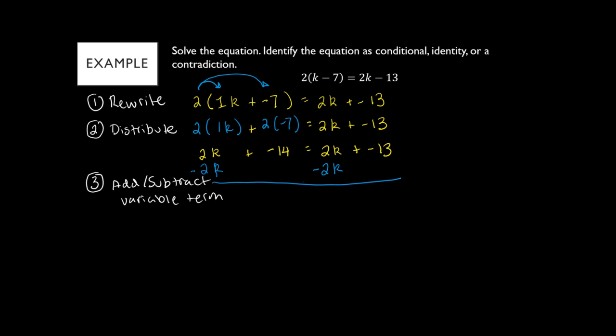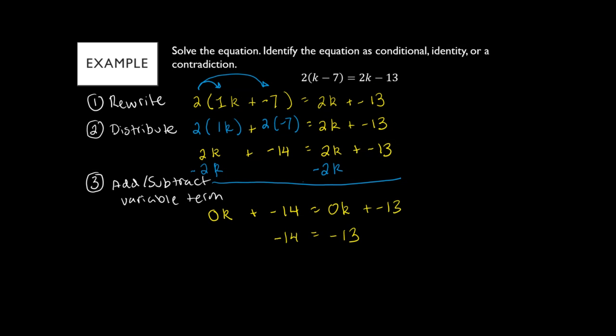And then we have 2 minus 2 is 0. So if you want, you can write 0k. And then we've got plus negative 14 equals negative 13. We could write 0k plus negative 14 equals negative 13. And anything with the 0 basically is gone, so you just have negative 14 equals negative 13. So our k's disappeared. When we subtracted, we got 2 minus 2, which is 0. They're not there anymore. And now we're just left with numbers.